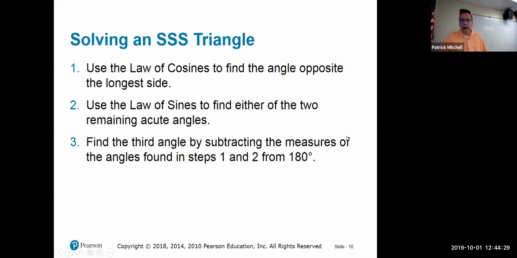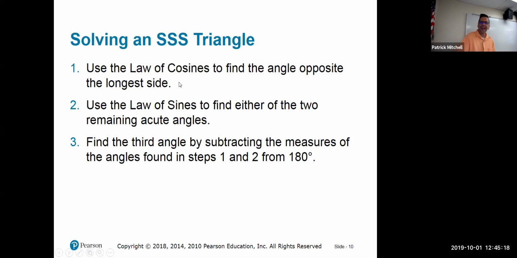All right. So that brings us to the SSS case. This is where they give you all 3 sides. Again, not enough information to complete a ratio for law of sines. So their advice is to start by using the law of cosines to find the angle opposite the longest side. So I guess they want you to call the longest side little c, which is consistent with what we do with right triangles, right? So call the longest side c, and use the third form of the law of cosines. Actually, they didn't say that at all, did they? But I think that would be a good way to do it.